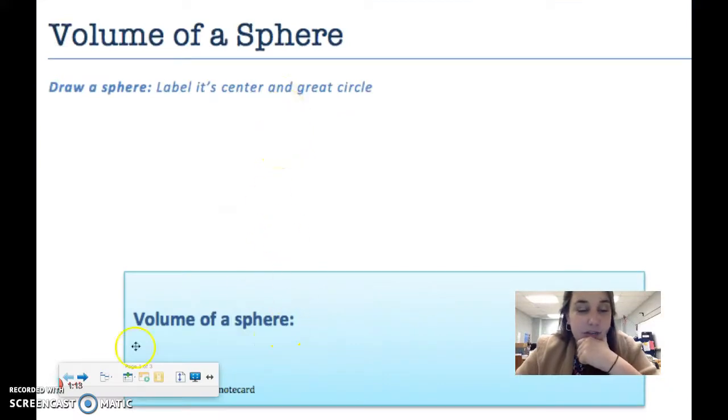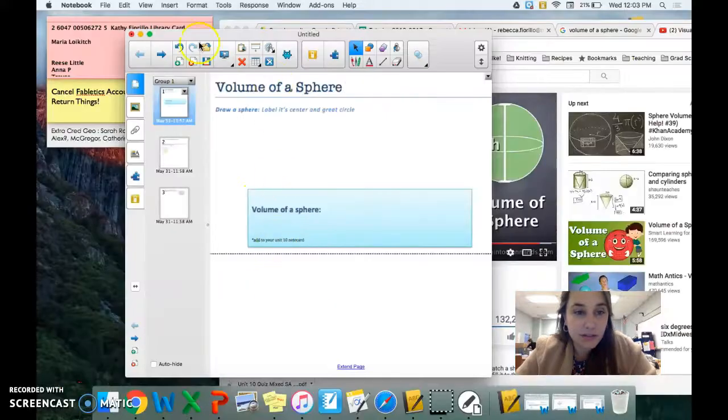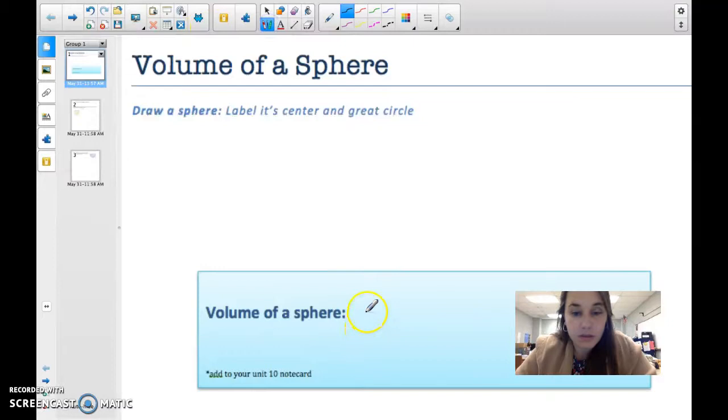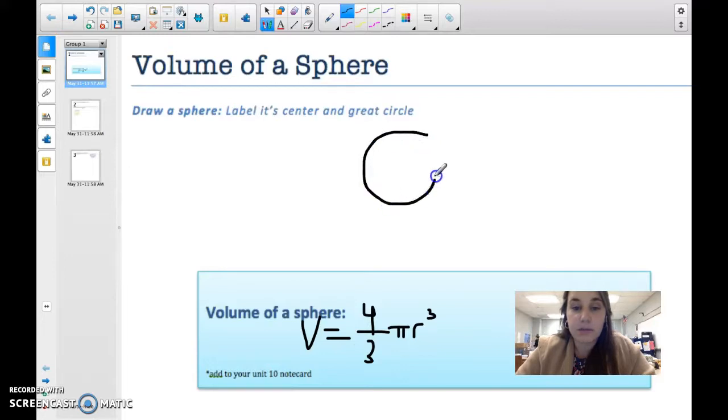Okay, so what do we say? 4/3 pi r cubed. How do I type on this? Oh, I don't. Let's do this. Okay, so it's 4/3 pi r cubed. And that's the volume for a sphere. Bear with me, I'm doing this on a trackpad, so I don't have very much control.